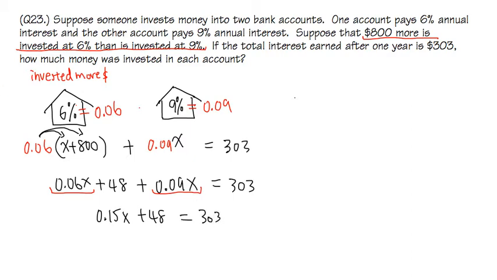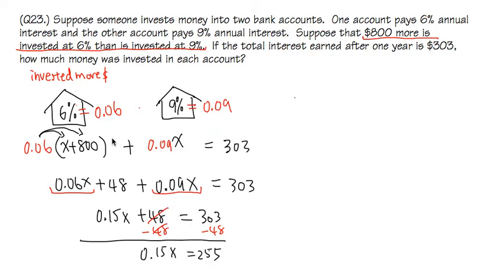And I can subtract 48 on both sides. So this way, the 48 and 48 will cancel. And now, we have to work out what that number is going to be. This is going to be 0.15X equals, you work this out, it's going to be 255. Right, 255.